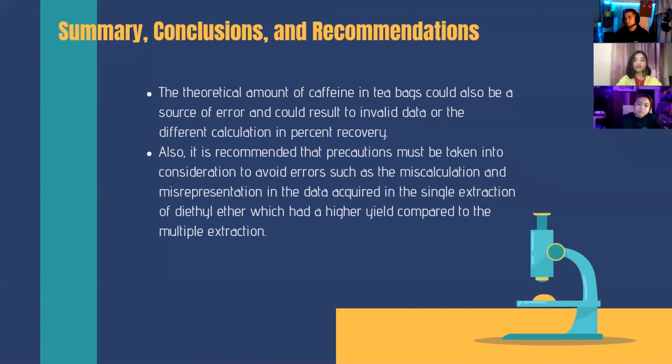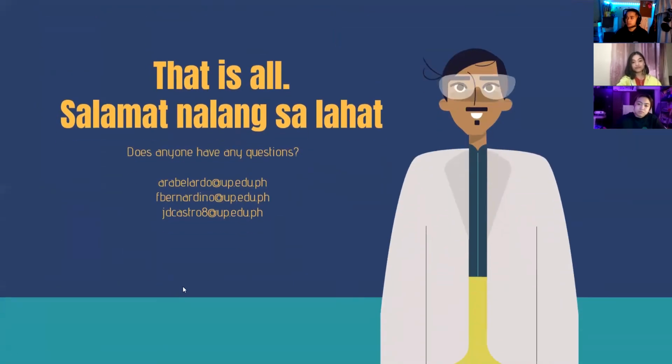Also, it is recommended that precautions be taken into consideration to avoid errors such as the miscalculation or misrepresentation in the data acquired in the single extraction of diethyl ether, which had a higher yield compared to the multiple extraction. And that is all for experiment number 5, which is the extraction of caffeine using liquid extraction.